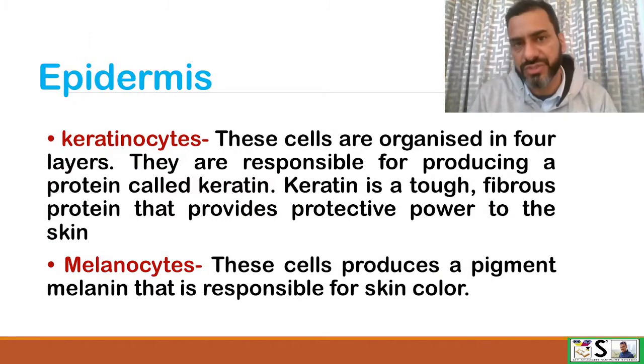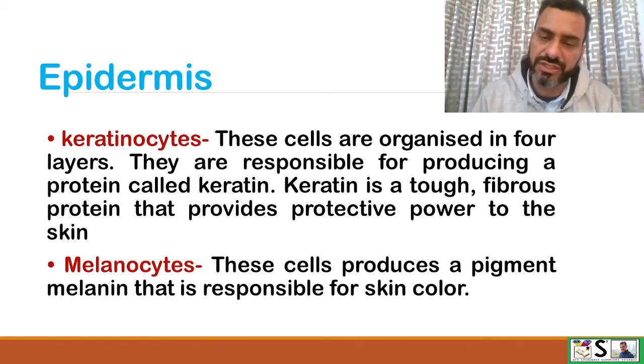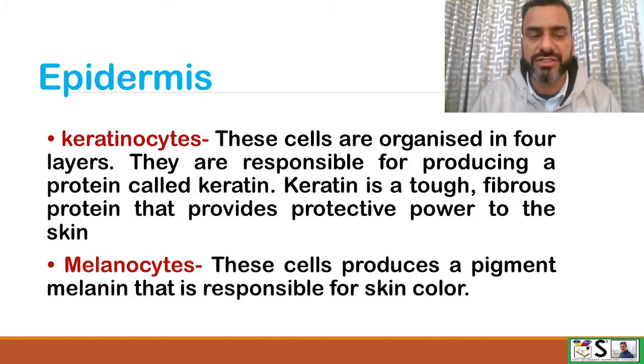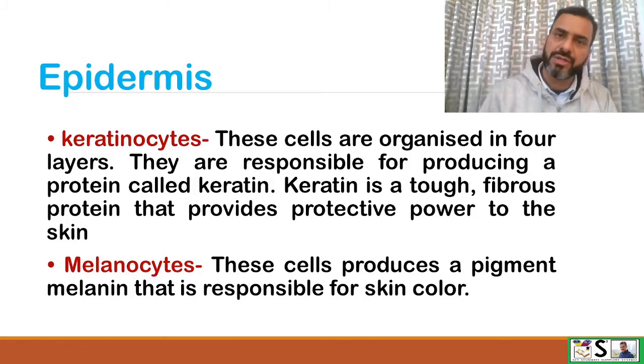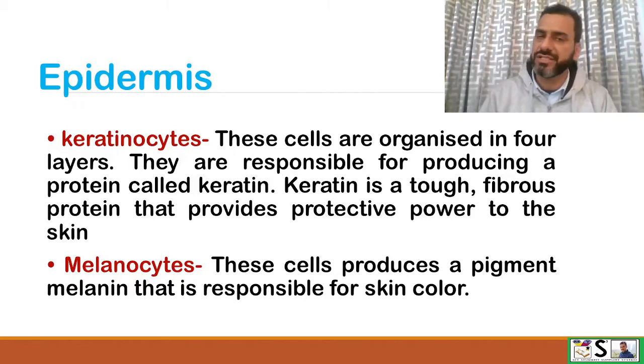First is keratinocytes. These cells are organized in four layers, topmost layers. They are responsible for producing a protein called keratin. And keratin is a tough fibrous protein that provides protective power to the skin. Second one is melanocytes. Melanocyte cells produce a pigment melanin that is responsible for skin color.